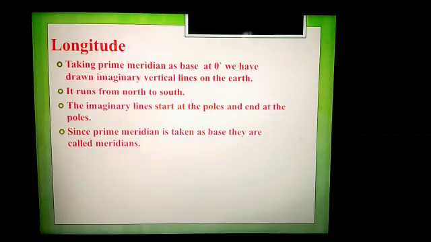Next is longitude. Taking the prime meridian as base at 0 degree, we have drawn imaginary vertical lines on the earth. It runs from north to south. The imaginary lines start at the poles and end at the poles. Since the prime meridian is taken as base, they are called meridians. So the other imaginary line is the prime meridian. With the prime meridian as base, the longitude lines are drawn.